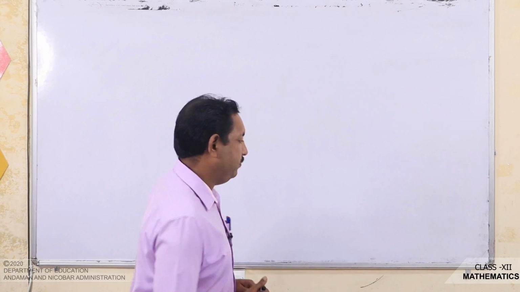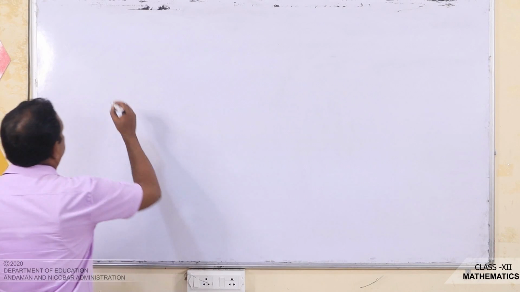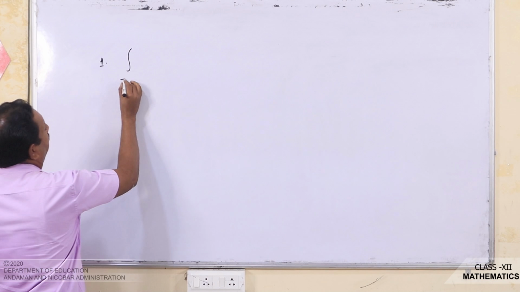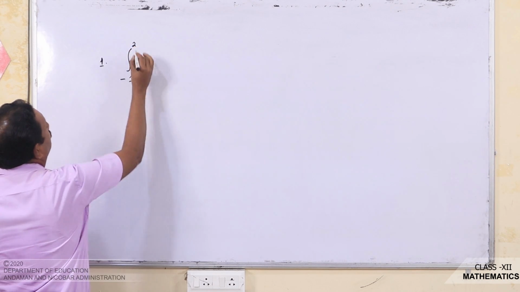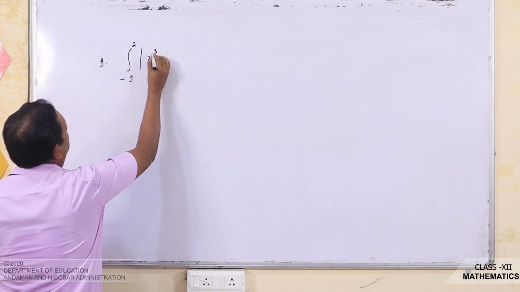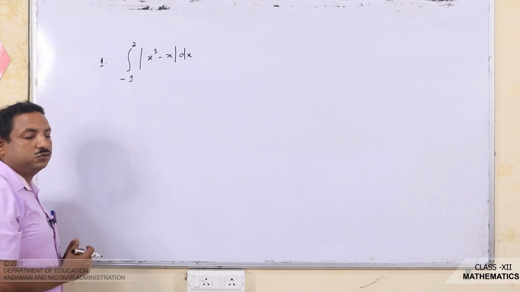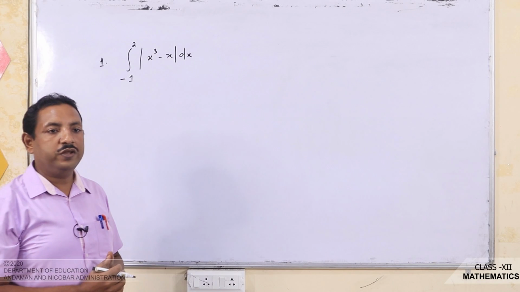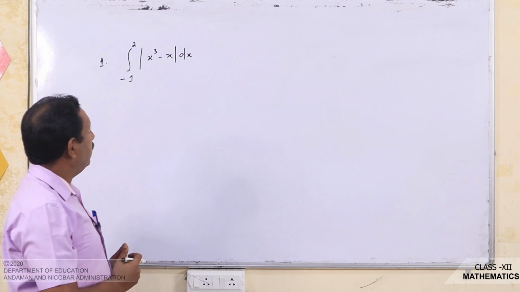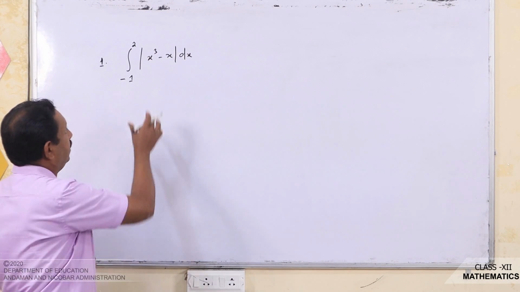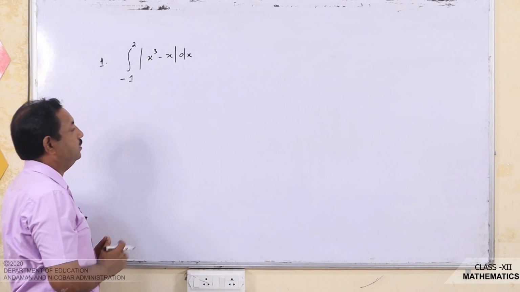Our first problem, number 1, is the integration from -1 to 2 of mod of x cube minus x dx. This is one type of problem where we can use our property. How can we use the property? Look at this modulus function.